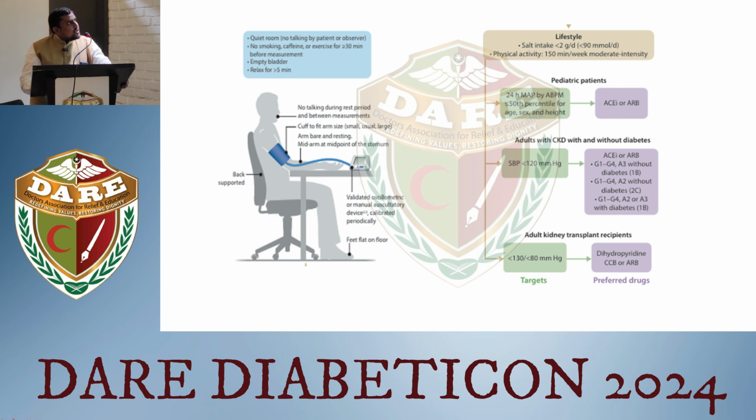in hypertensive control. It is salt intake restriction to less than 2 grams, which in all the previous studies where they had advised this, was not achievable. But still, they keep advising that. Physical activity of 150 minutes per week with moderate to intense exercise. What drugs to be started? Ideally, the KDIGO guidelines advise ACE inhibitors or ARBs as first-line therapy, with additional two-drug therapy if needed with calcium channel blockers.